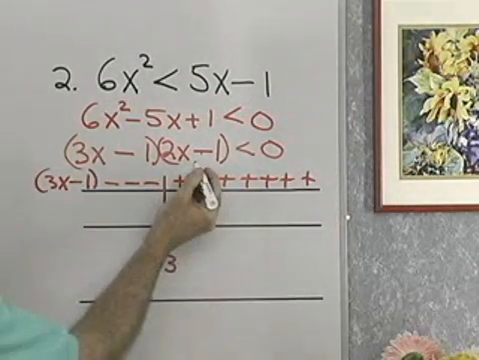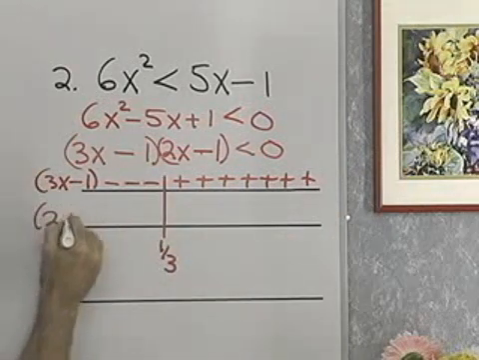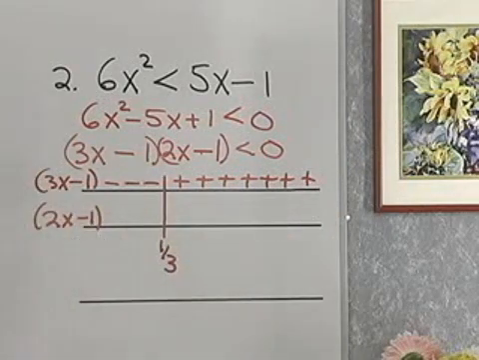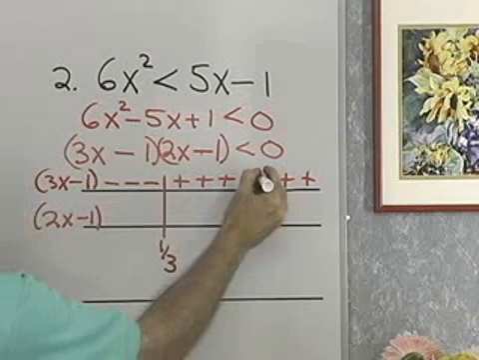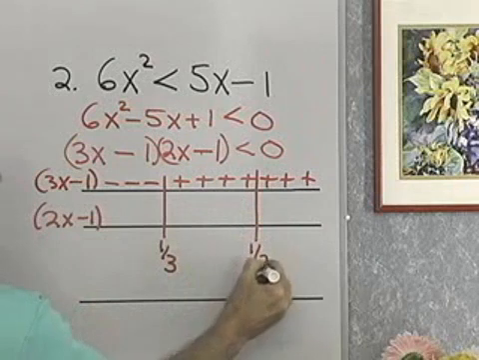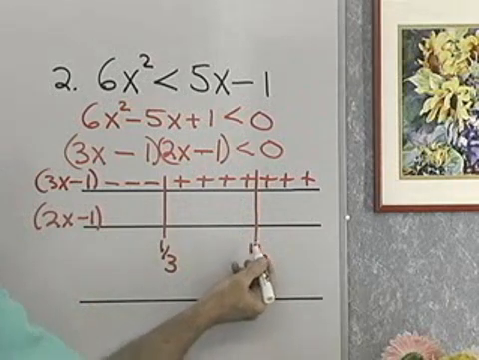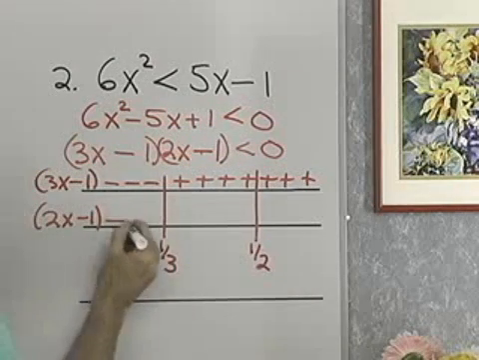Now take my next factor, 2x minus 1. Let's see if that went off the screen. No. Okay. So 2x minus 1 is 0 when x is equal to 1/2. Let's put that right here. For numbers less than 1/2, 2x minus 1 will be negative.